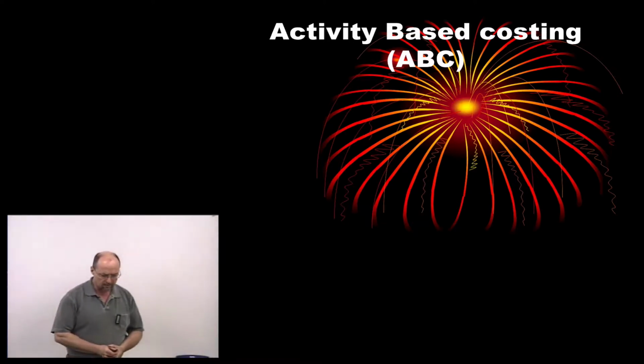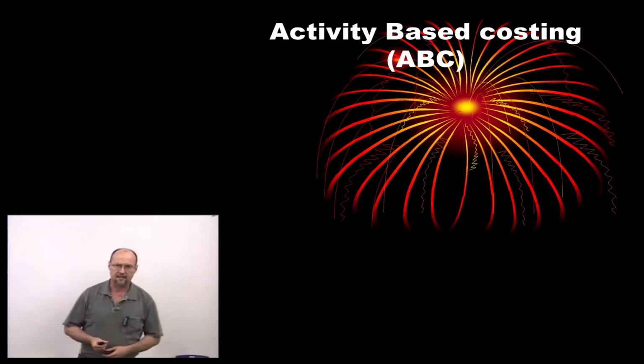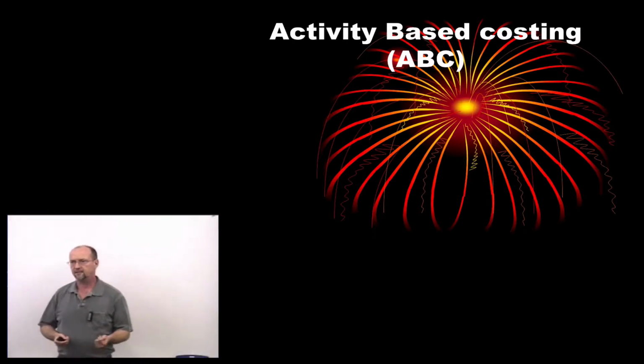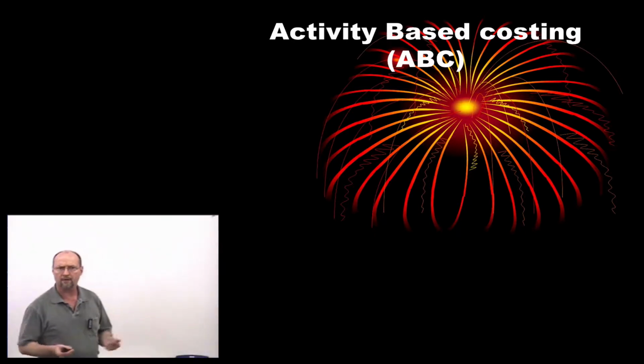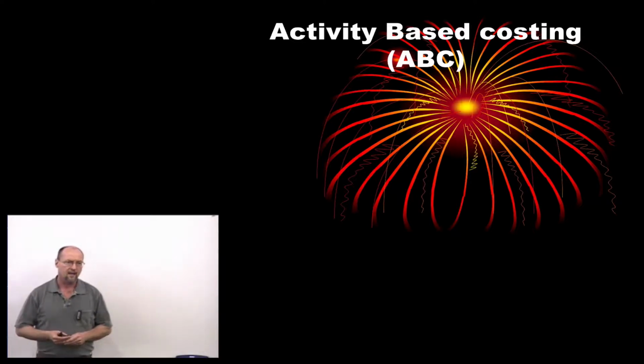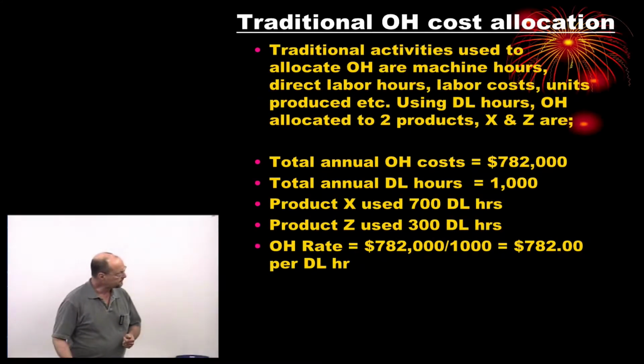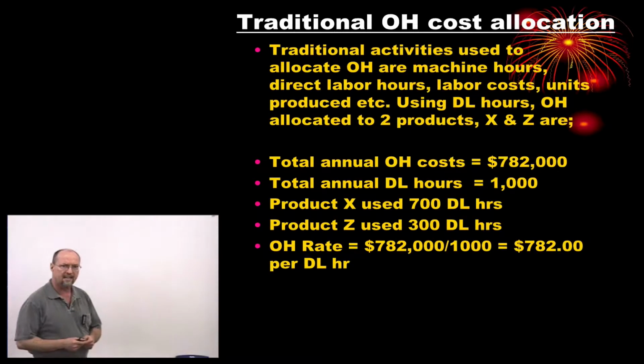Okay, today we're going to talk about activity-based costing. Now, this is a relatively recent development, relatively recent being 25, 30 years, in which it's been really an improvement in how we allocate overhead costs to our products. So in order to better understand activity-based costing, let's do a quick review of the traditional overhead allocation process.